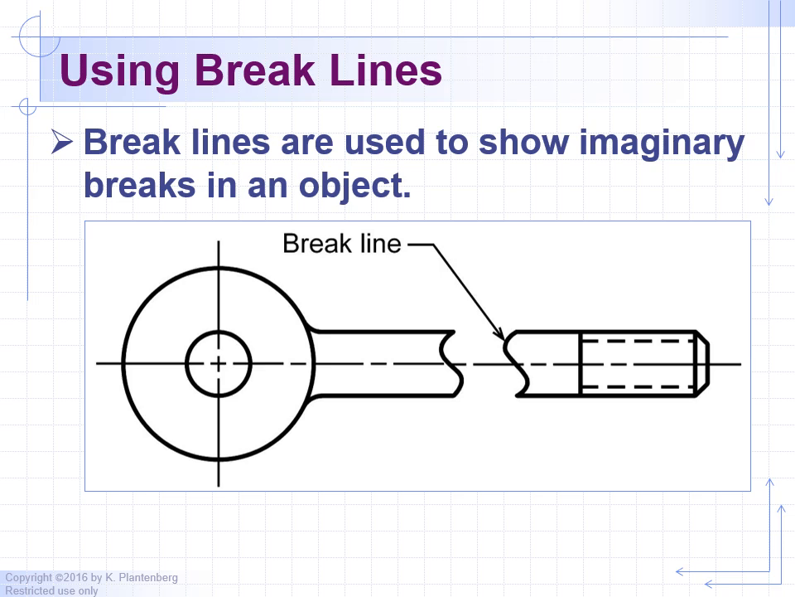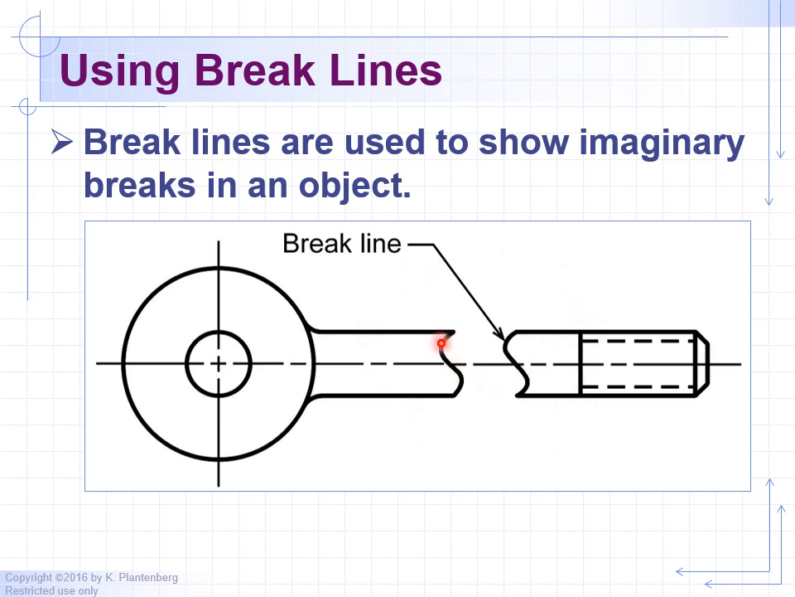Now let's get into break lines. Remember I mentioned break lines are used whenever you want to show an imaginary break in something. So for example, this is some sort of connecting rod, right? And obviously this detail on the end is important. This threaded detail on this end is important. But this could be a long, thin member. It could be multiple inches or even feet long. And this part right here is just a regular cylindrical part.